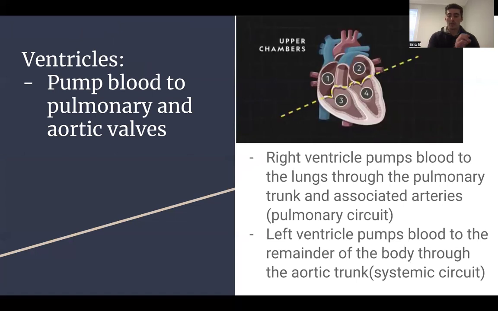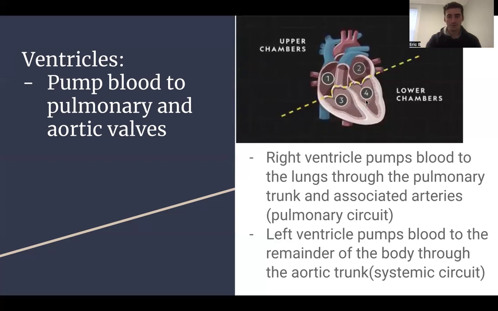Now, going past the atria, we go into the ventricles. The ventricles are there to pump blood to the pulmonary semilunar valve and the aortic valve. The right ventricle receives blood from the right atria. If you follow my cursor, we have the right atria here. It's going to let the blood flow into the right ventricle here, and that's going to pump the blood into the pulmonary trunk through the pulmonary semilunar valve.